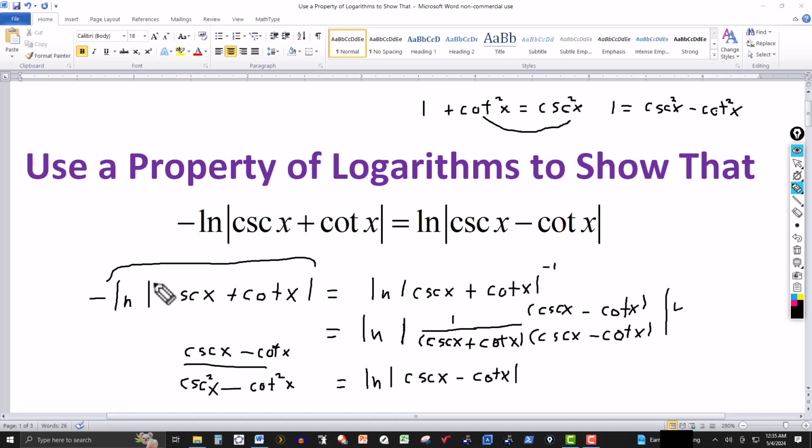So we showed then that if you take the minus the natural log of absolute cosecant of x plus cotangent of x and perform these operations here, it does equal this expression here, the natural log of absolute cosecant of x minus cotangent of x.